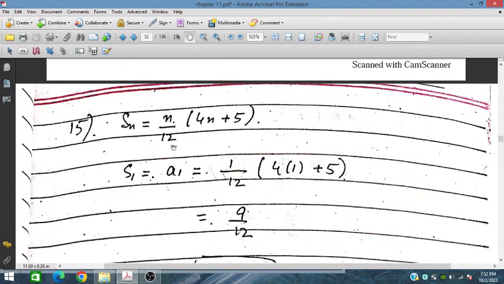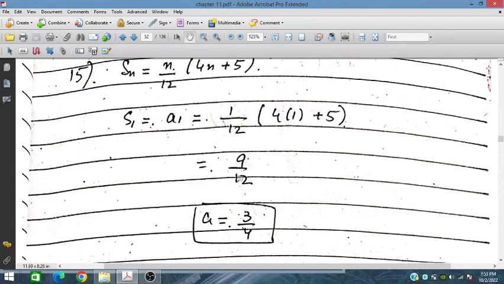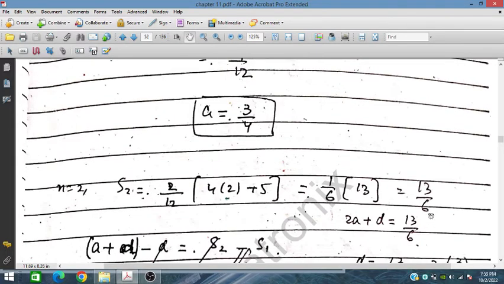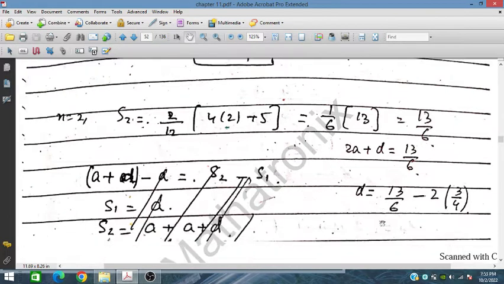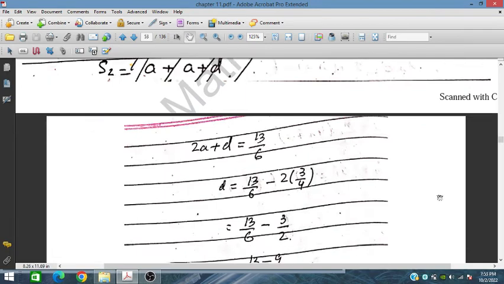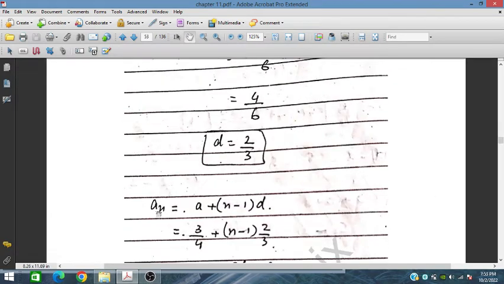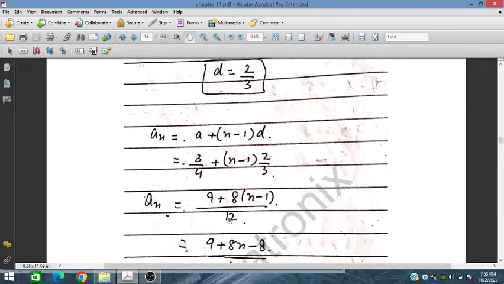So this is given as this. S1 is this, in place of n we can write 1. S1 is 9 by 12, so this is 3 by 4. So a is 3 by 4, the first term, for when n is equal to 1. Then for the second term we have 13 by 6, so the difference is 4 by 6, which is 2 by 3. So for the nth term we can write it like this.